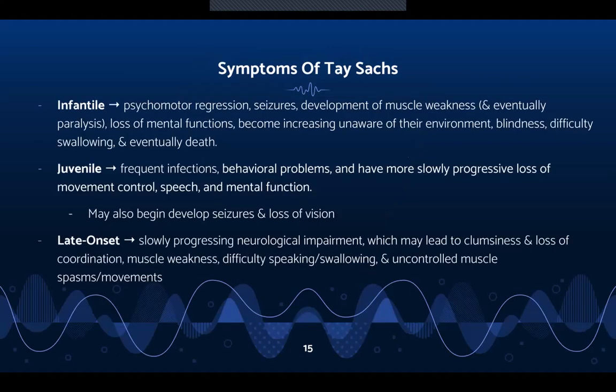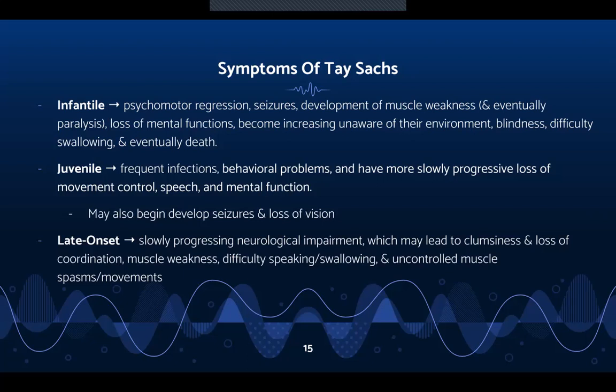The various forms range in severity, and the symptoms are not the same in each case. For the infantile form, the symptoms include psychomotor regression, seizures, development of muscle weakness, and eventually paralysis, loss of mental functions, becoming increasingly unaware of their environment, blindness, difficulty swallowing, and eventually death. The hallmark symptom of Tay-Sachs is the presence of a cherry red spot on the eye.